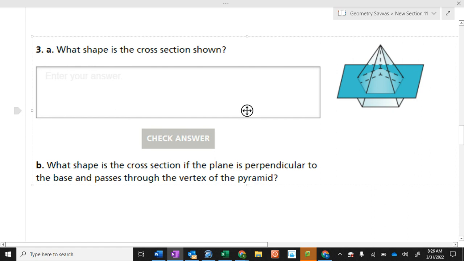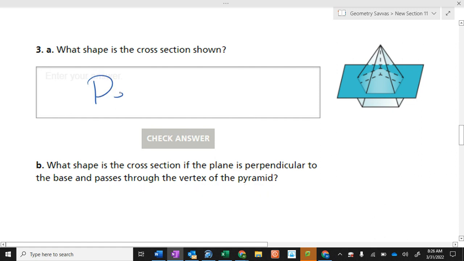A cross section is like cutting something perfectly through. So if we cut this perfectly through like that, what shape will you see when you cut it parallel to the base? How many sides does it have? 5, so it's a pentagon that you see.